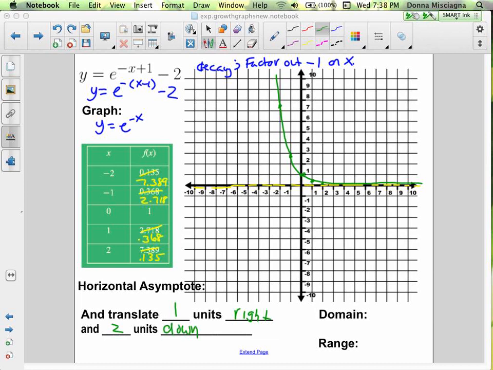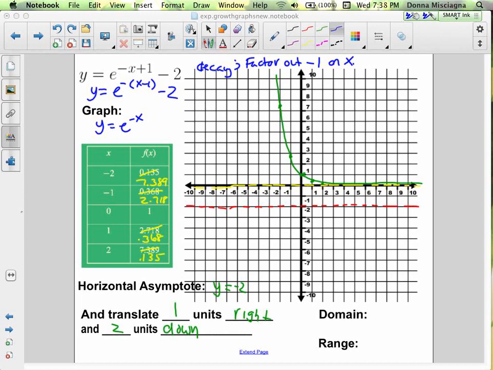We have a new horizontal asymptote. There's a new horizontal asymptote in town. It's y equals negative 2. So let's graph that new horizontal asymptote. There we go. And let's graph our function, and then we'll put in the domain and range.